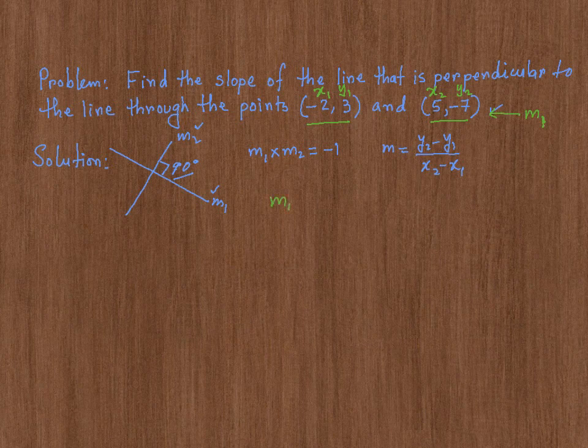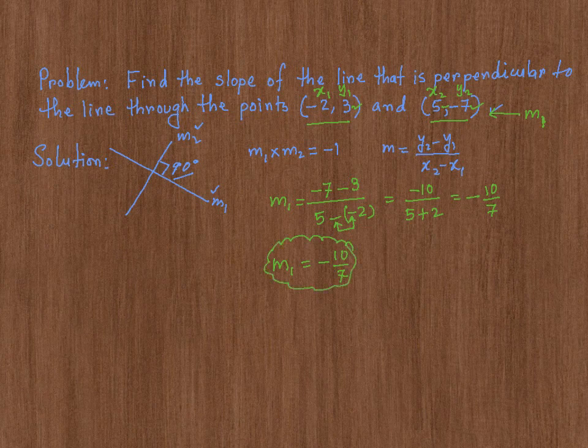So my m1 is going to be y2 minus y1: -7 minus 3, divided by x2, which is 5, minus x1, which is -2. If I go further, -7 minus 3 is -10 in the numerator. In the denominator, 5 plus 2, because these two minuses make a plus. So the slope of the given line is -10 over 7. So my m1 is equal to -10 over 7.